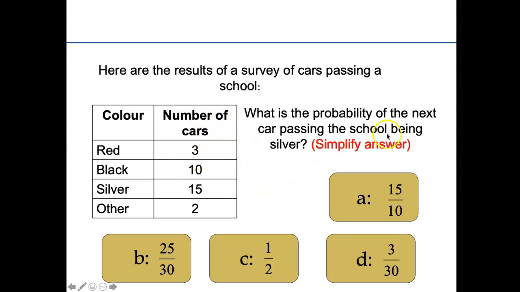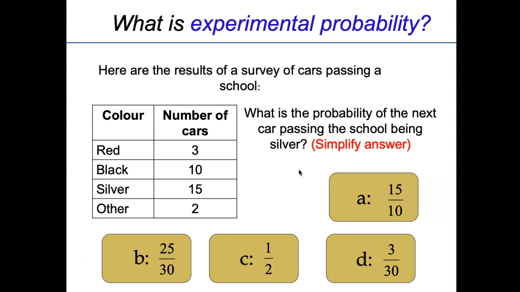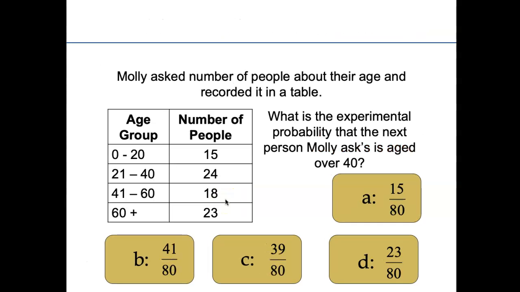Okay, and then answer: what is the probability that silver will be the next car passing by? Okay, so what's the answer? It's half, or 50%, because silver is 50, and then the total number of cars that passed by in their record is 30 cars. Okay. And then our last example.